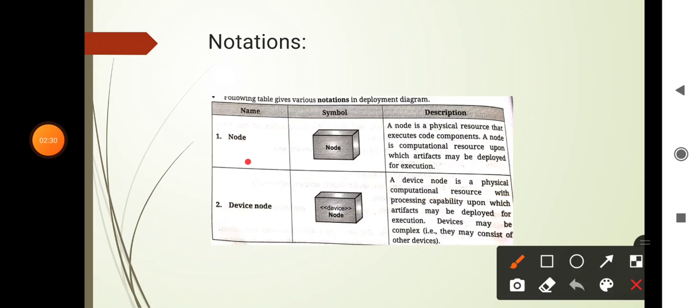Here are some of the notations in deployment diagrams. First is the node. This is the symbol for a node. A node is a physical resource that executes code components. That means a node is a computational resource upon which artifacts may be deployed for execution. Second is the device node. This is the symbol for a device node. A device node is a physical computational resource with processing capability upon which artifacts may be deployed for execution. These devices may be complex, that means they may consist of other devices also.